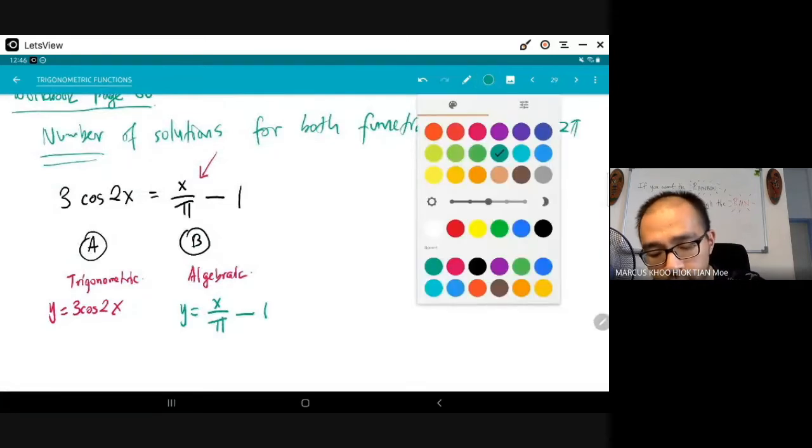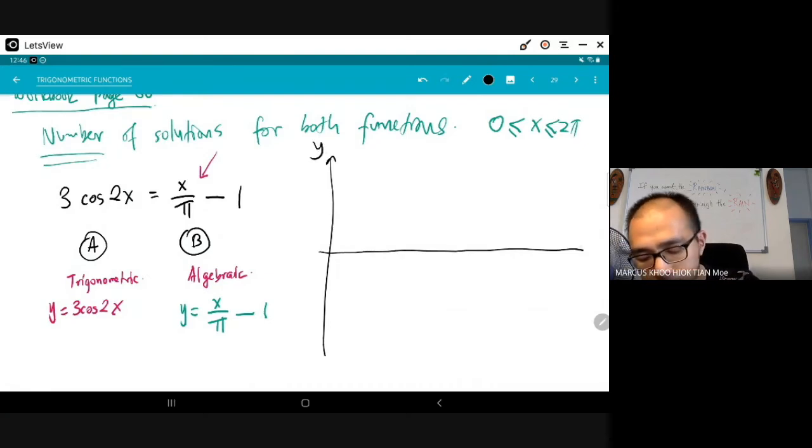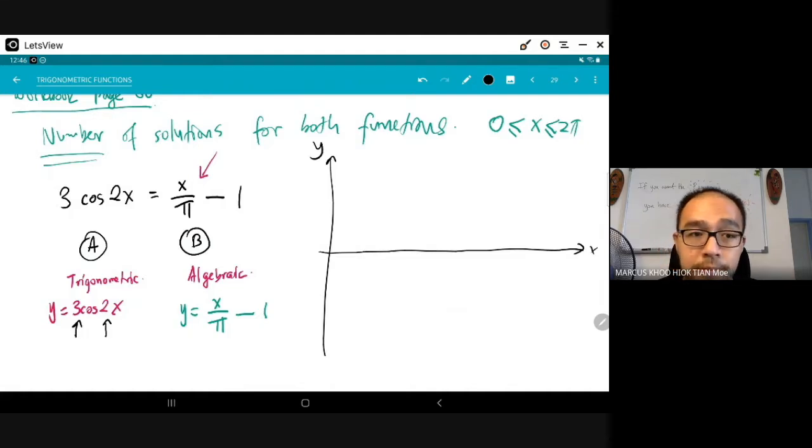So 3 cos 2x. What does the 3 mean and what does the 2 mean? Can somebody tell me? What does this 3 mean and what does this 2 mean? Do I need to call names? No lah. 3 is the min and max value. Good. Min and max. And 2?